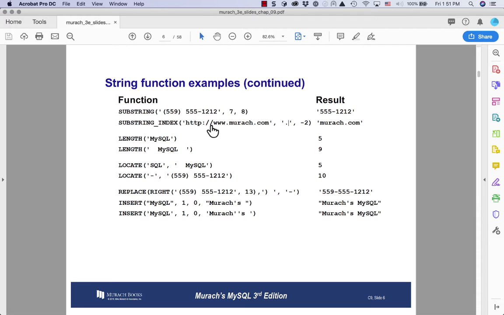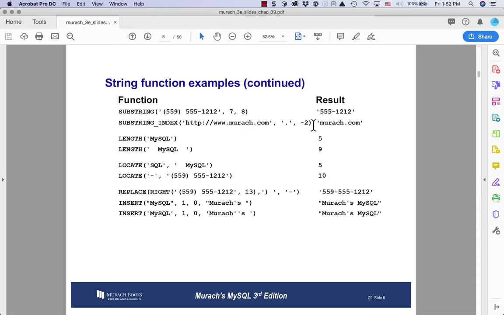We would begin from the left, which is usually the way we pull strings apart, but sometimes we pull things out of the right side. So you begin from the left. That was a positive two. So you'd go all the HTTP colon slash slash and then www period. That's the first period. That's not the divider. Murach, that's the second. That would be the divider if it was a positive two, in which case we would have gotten HTTP colon slash slash www dot Murach.